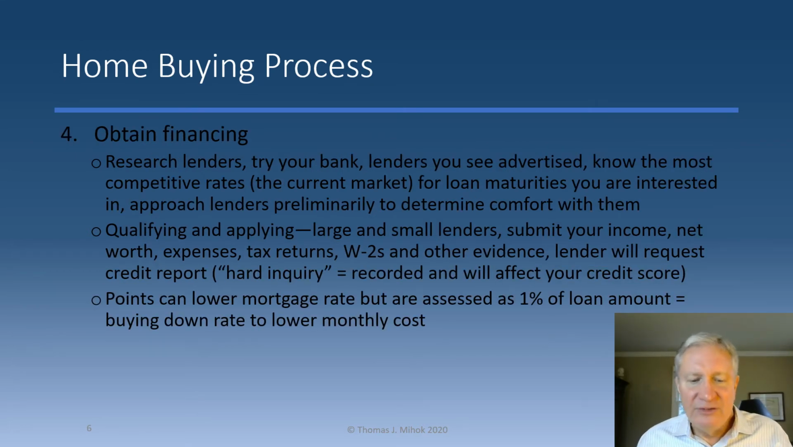To obtain financing, section number 4 in the home buying process. Research lenders. Try your bank. Look for lenders you see advertised online or in publications, magazines. Know the most competitive rates. You should know what a competitive rate for a 30-year or 15-year fixed mortgage is. In other words, know the current market.